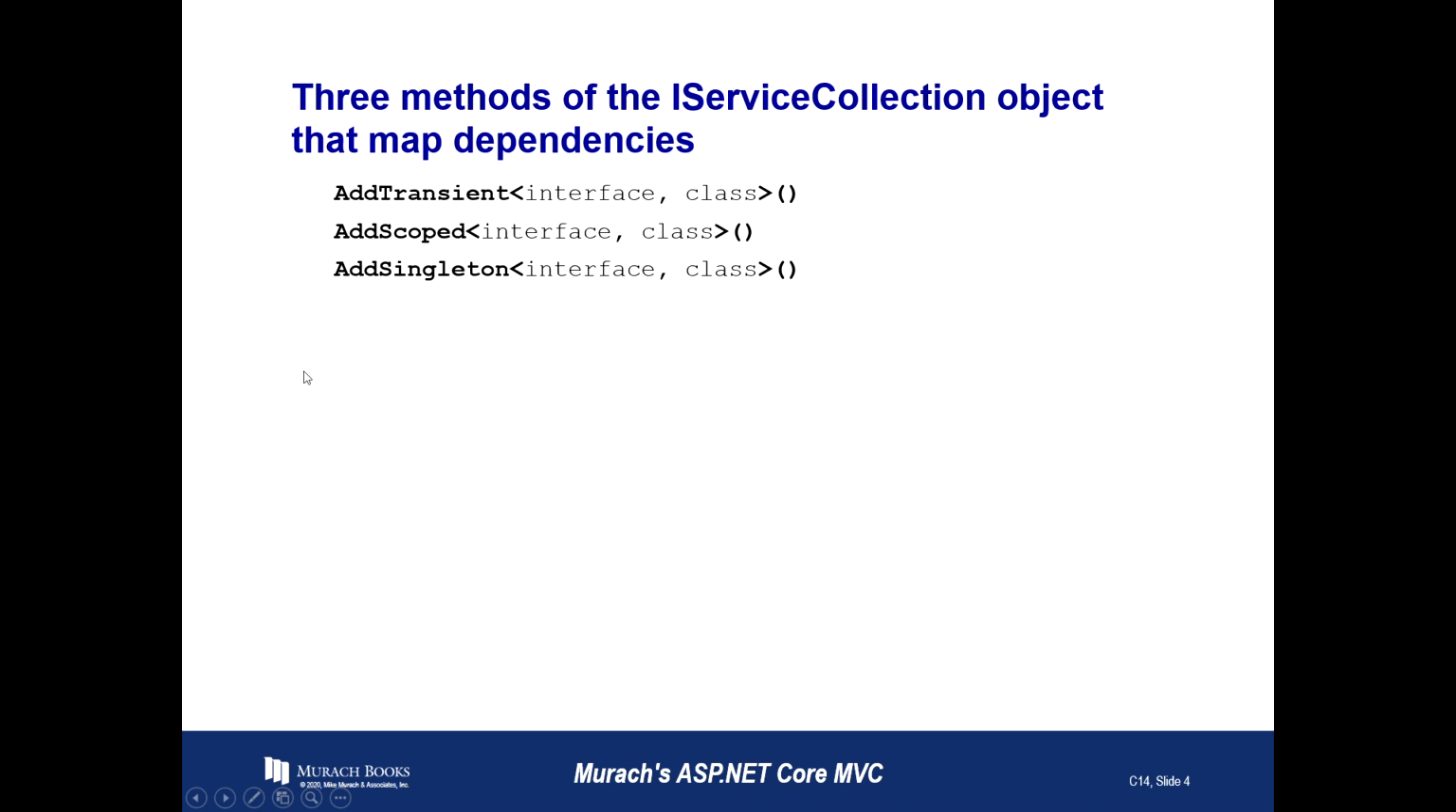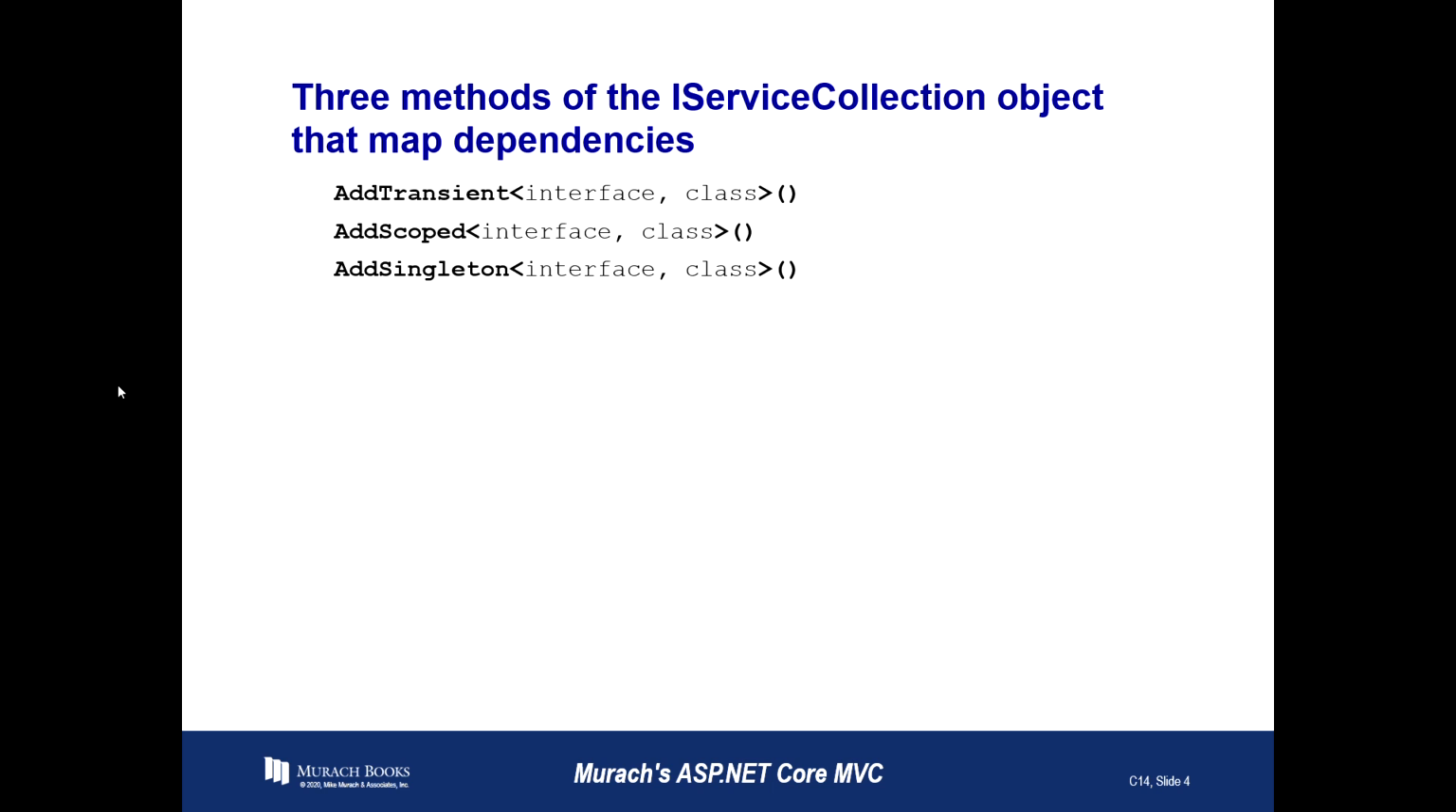Here are a few different ways you can add your dependencies inside of Visual Studio or inside of your project. You can add it transiently, you can add it scoped, or add it with a singleton, and all of those definitions are in the book on page 561. It's essentially just the life cycle of the class that you're injecting in.